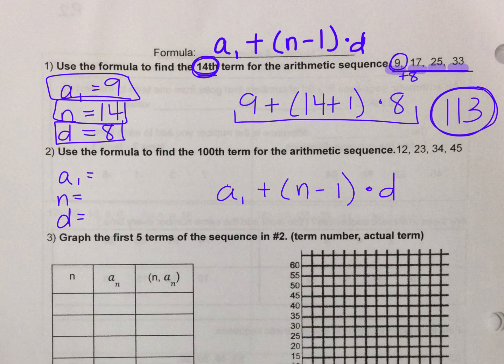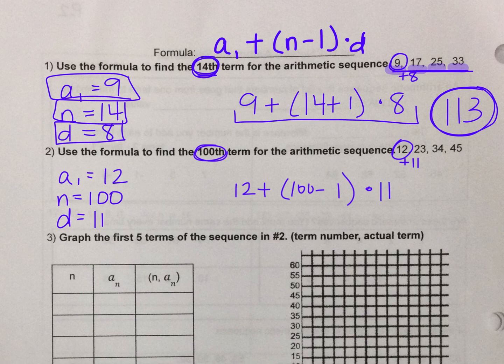A1 is the first term. Well, it's a 12. N is what we're looking for. The question says use the formula to find the 100th term, and d is our common difference. So 12 plus 11, so it's an 11. So now I'm going to take this information and just put it into the formula. I'm going to erase A1, and I'm going to write the number 12 instead. I'm going to erase the N, and I'm going to write 100. I'm going to erase the D, and I'm going to write an 11.